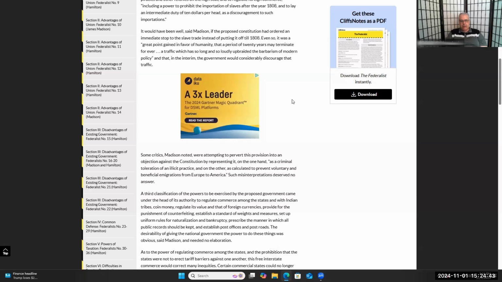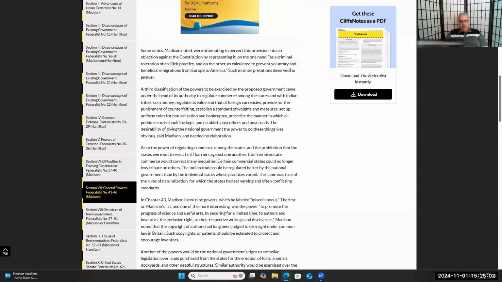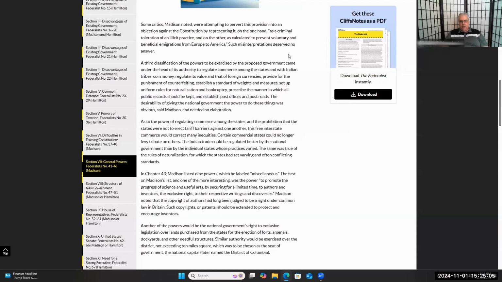Even so, it was a great point gained in favor of humanity that a period of 20 years would terminate forever a traffic which has so long and so loudly upbraided barbarism in modern policy. And that in the interim, the government would considerably discourage that traffic. Some critics, Madison noted, were attempting to pervert this provision into an objection against the Constitution by representing it on the one hand as criminal toleration of an illicit practice, right? So that's why I think people say that the Constitution is racist, even though that issue was eventually addressed, right? And on the other, as calculated to prevent voluntary and beneficial immigrations from Europe to America. Such misinterpretations deserve no answer.